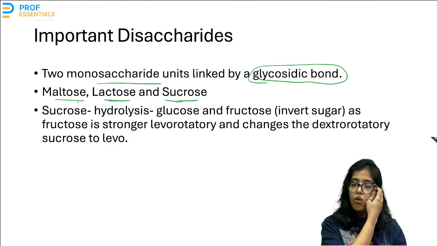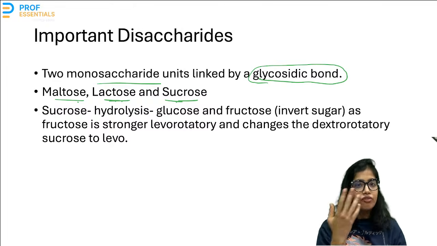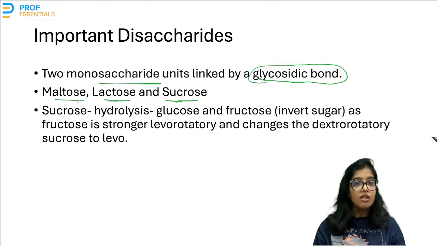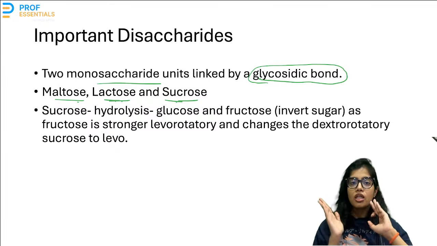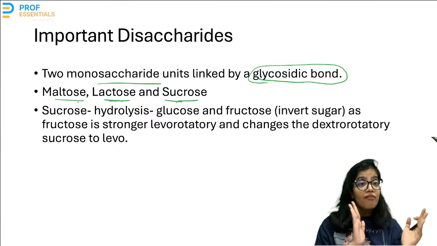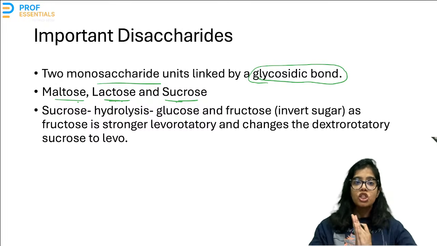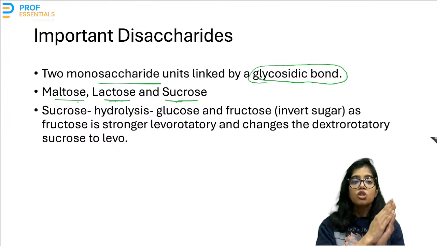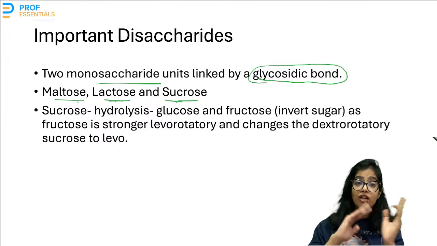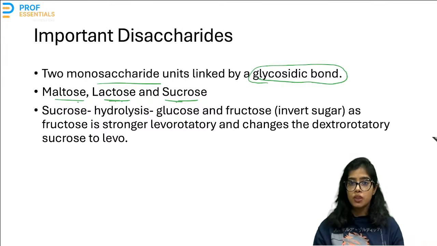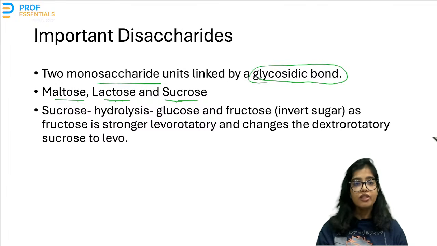Okay, so sucrose on hydrolysis is going to give glucose and fructose. Why is that called invert sugar? Because fructose is very strongly levorotatory. It rotates the plane polarized light to the left, whereas the initial sucrose to begin with was dextrorotatory. So it changes the property of sucrose to levorotatory, therefore it inverts it from dextro to levo. Therefore this mixture is known as invert sugar. Okay, understood? It is also very important.